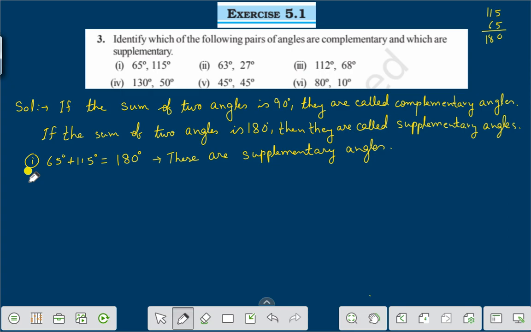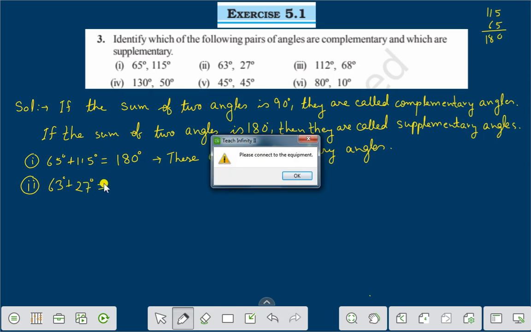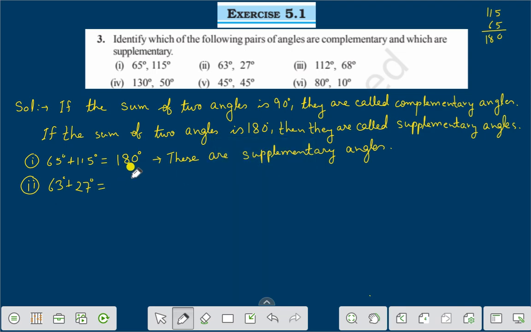Now question number 2. Question number 2 is 63 degrees plus 27 degrees. 7 plus 3 is 10, carry 1, it is 0. 6 plus 1 is 7, plus 2 is 9. It comes to 90 degrees. Therefore you can say these are complementary angles.